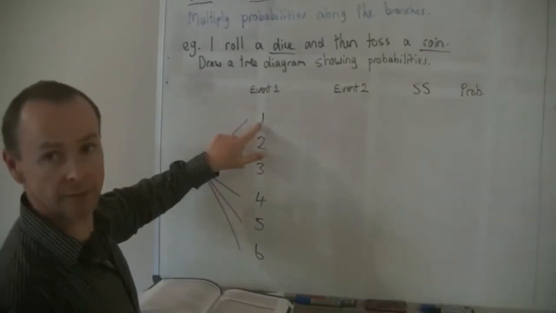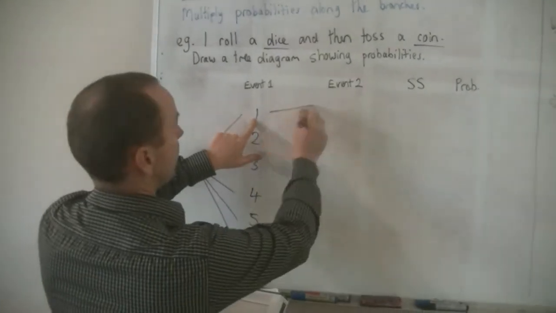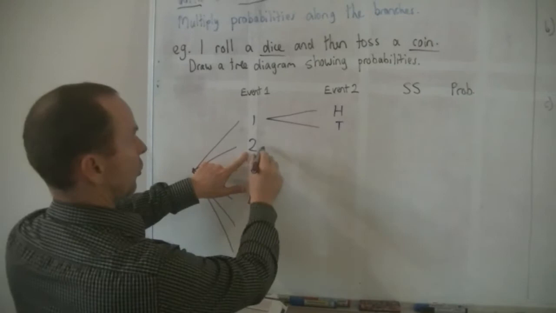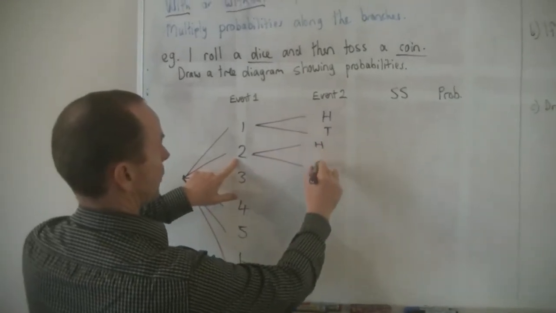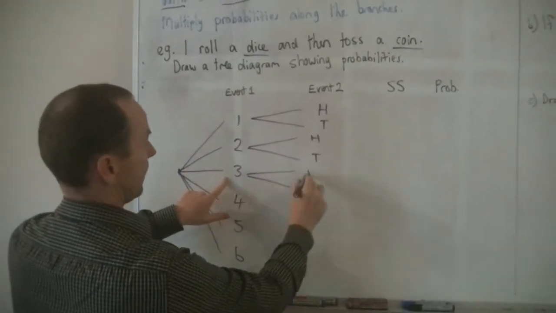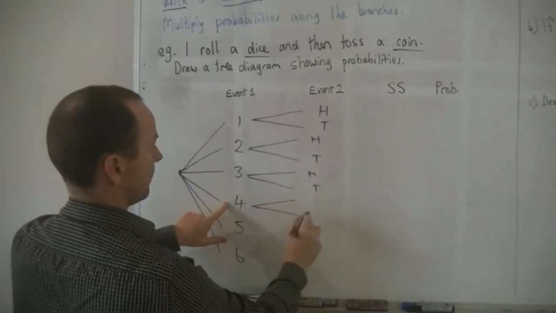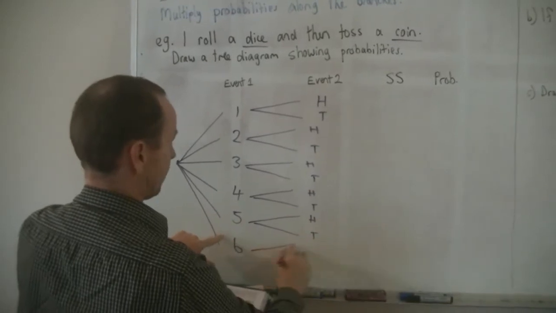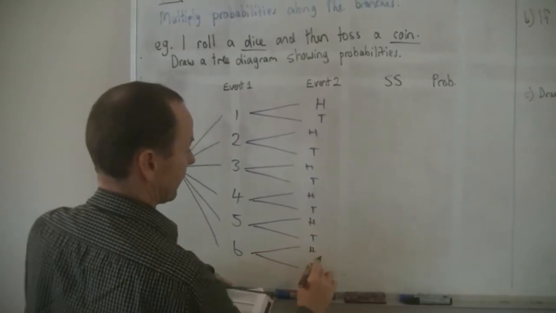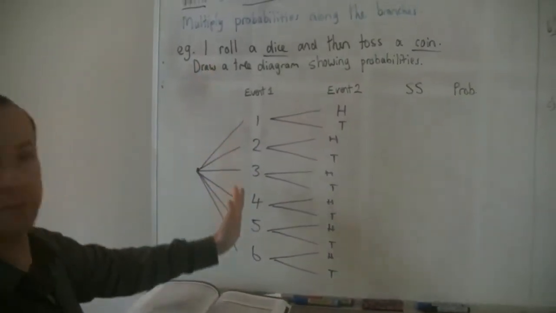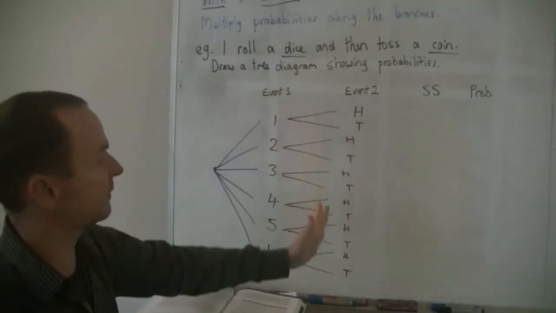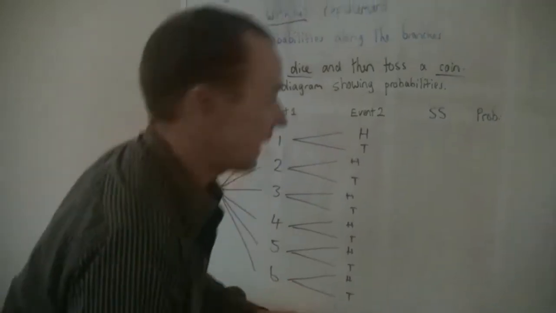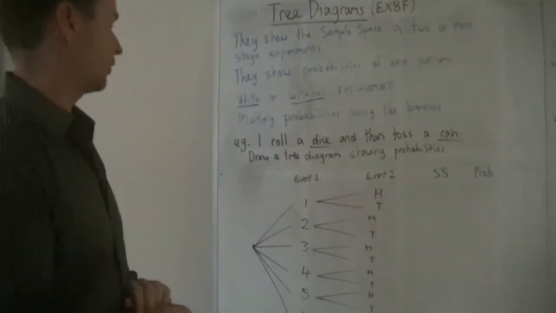So if I got a 1 the first time, my possibilities for event 2 are either a heads or a tails. If I got a 2, I could then get a heads or a tails. If I got a 3, I could get a heads or a tails. 4, heads or tails. A little bit repetitive. Heads, tails. And if I got a 6, I could then get a heads or a tails. Excellent. So you notice how I've tried to keep it all vertical and nice and neat. Sometimes people have it all skewed all over the place. It's very hard to work out the next bit if you do that.